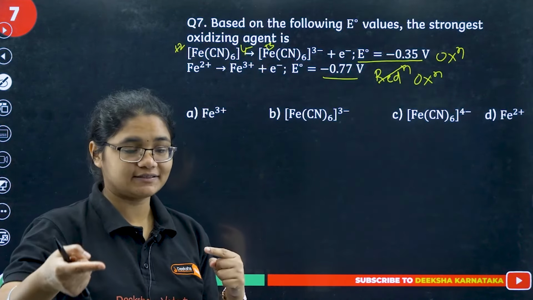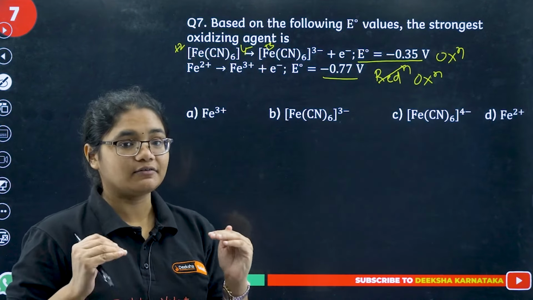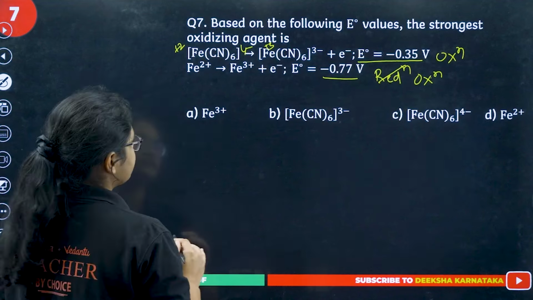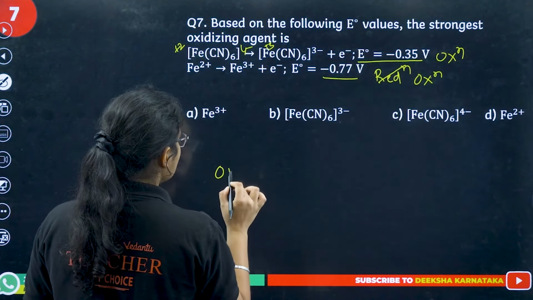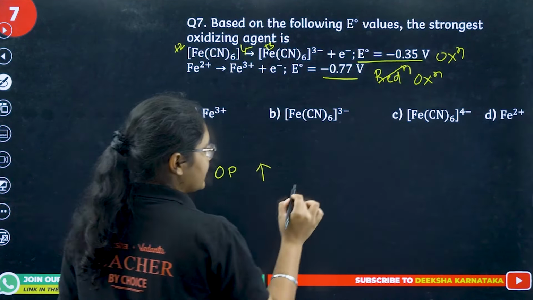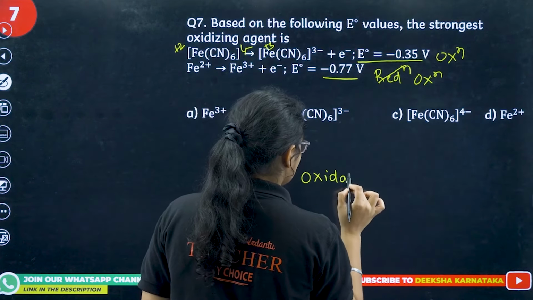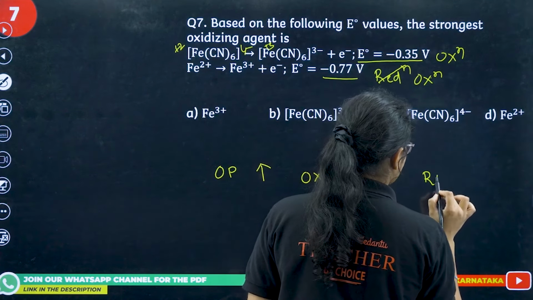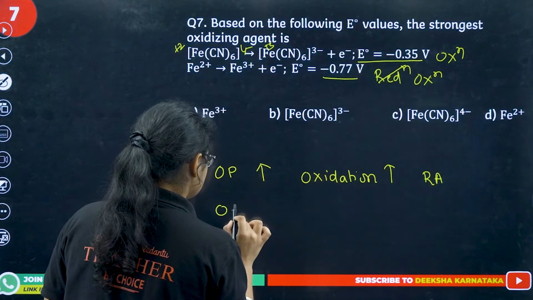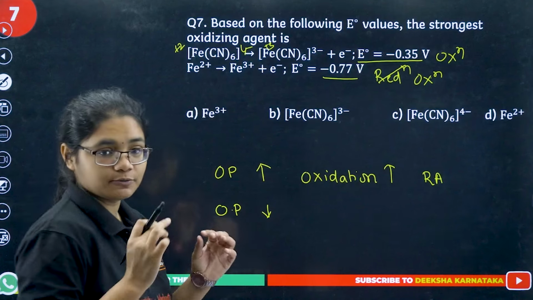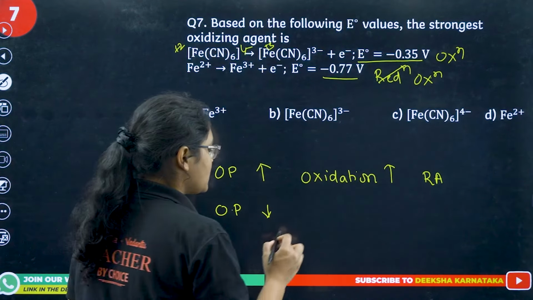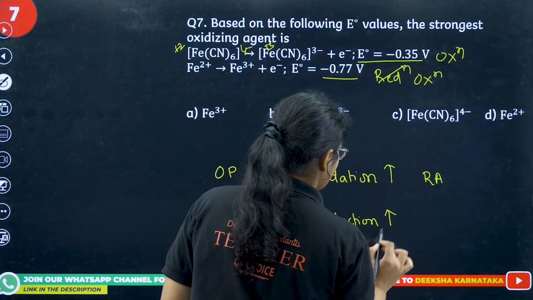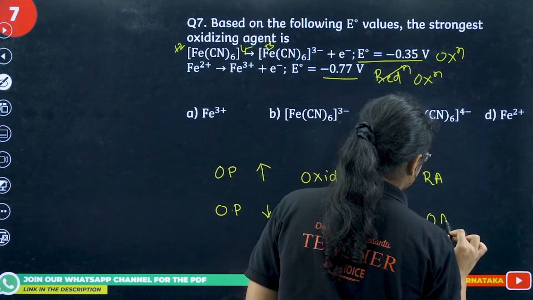It will oxidize others, itself it will get reduced. If it is getting reduced, then its oxidation potential should be lesser, right? So I'll just explain this one. See, if the oxidation potential is higher, then oxidation is stronger. If it undergoes oxidation, it will behave as a strong reducing agent. Now if oxidation potential is lower, then it undergoes reduction better, and if it undergoes reduction better, it is a strong oxidizing agent.